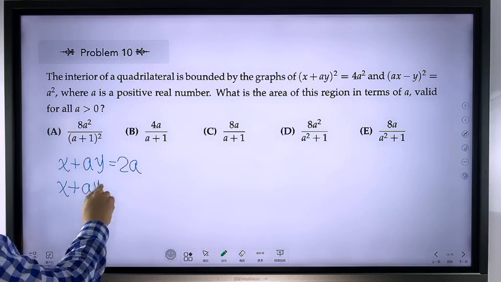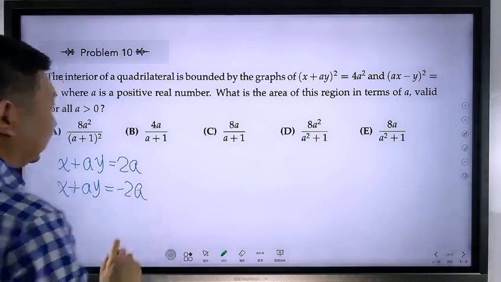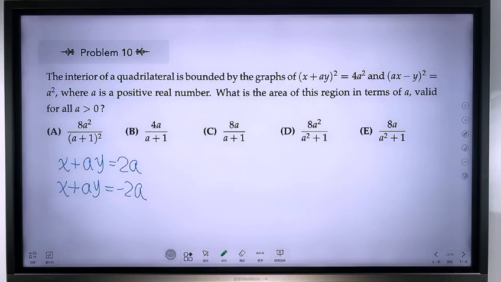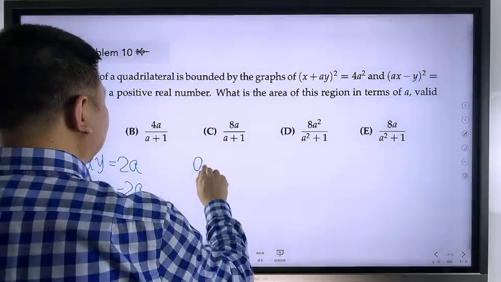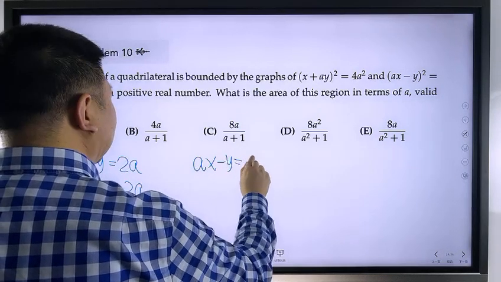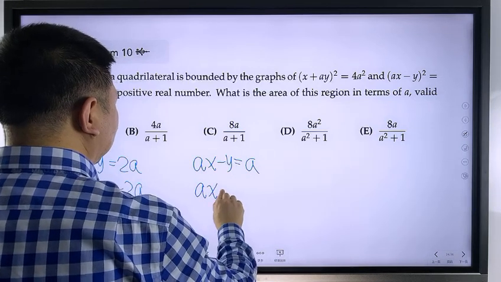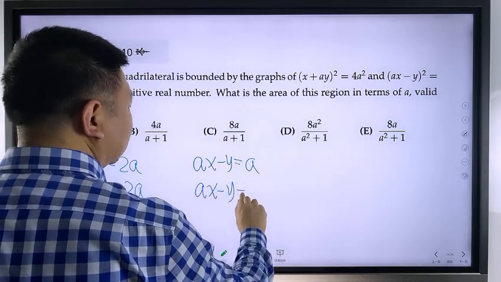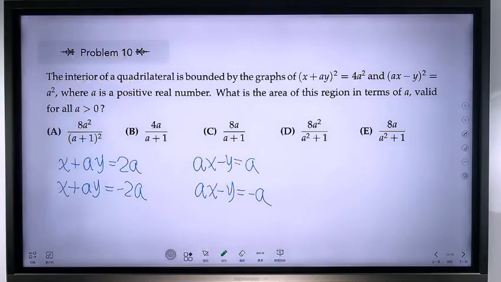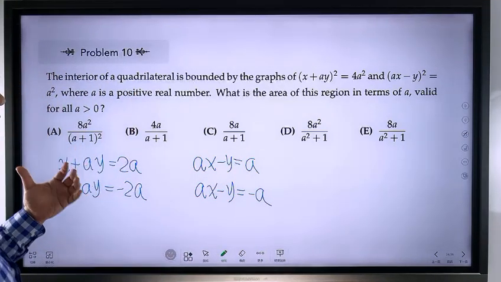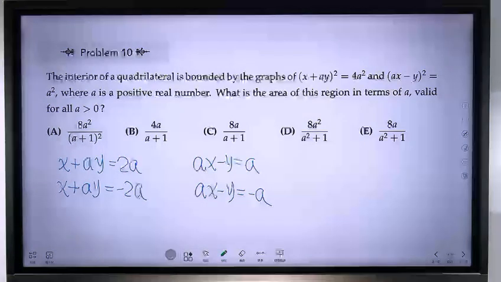So it's good that we know that we got the equation of the two lines. Cool. And the next one is easy, right? So it has to be ax minus y equals a, and ax minus y equals negative a. Okay, cool. Now we have 4 lines to form a quadrilateral, and we want to find the area. And this quadrilateral must be some special one, because there will be some kind of symmetry here.